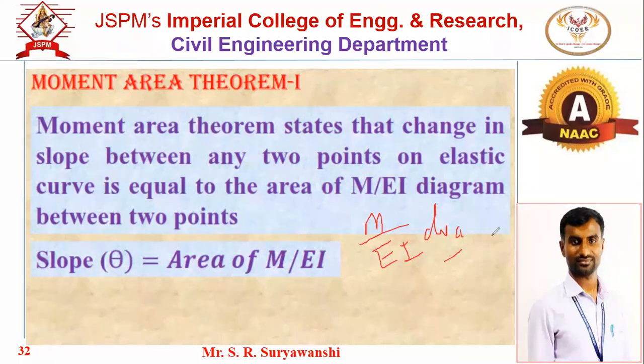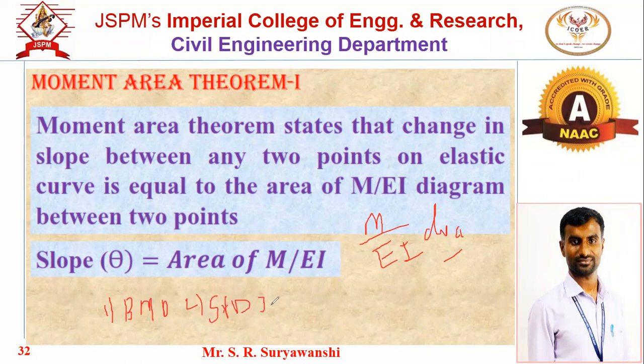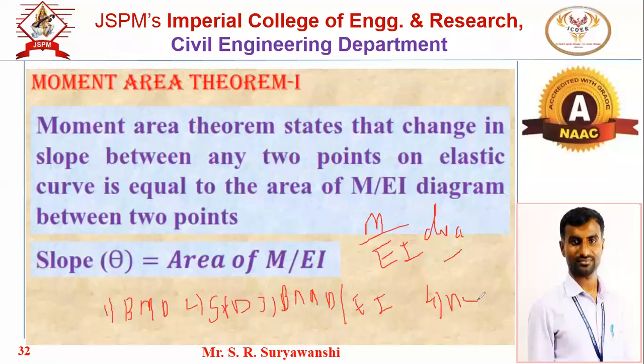Okay, I will give 4 options. M by EI diagram is option 1 BMD, option 2 SFD, option 3 BMD divided by EI, and option 4 is none of the above. BMD, sir. Yes, sir. Option C, sir.